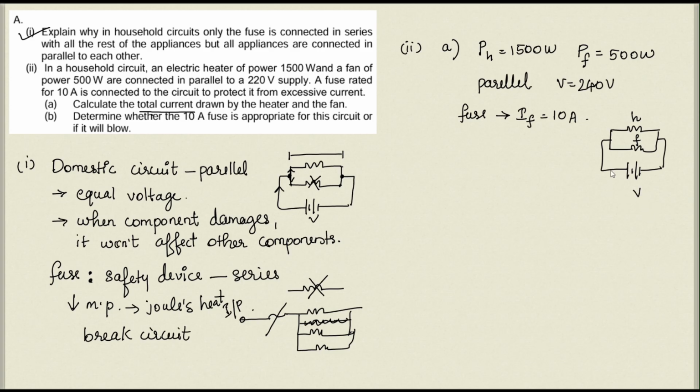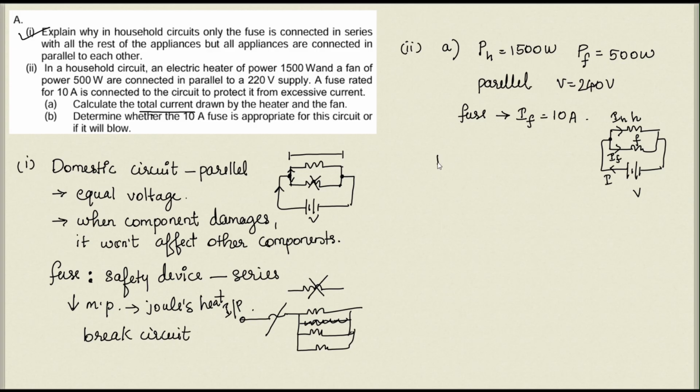We have the input voltage. In order to find the total current, we can see the current will split up when it reaches the junction. IH current passes through the heater and IF current passes through the fan. Because it is a parallel connection, current will be different because it has two paths to flow. So first of all, we can find how much is the current flowing through the heater as well as the current flowing through the fan, and then you can take the sum. So we'll get the total current in the circuit.